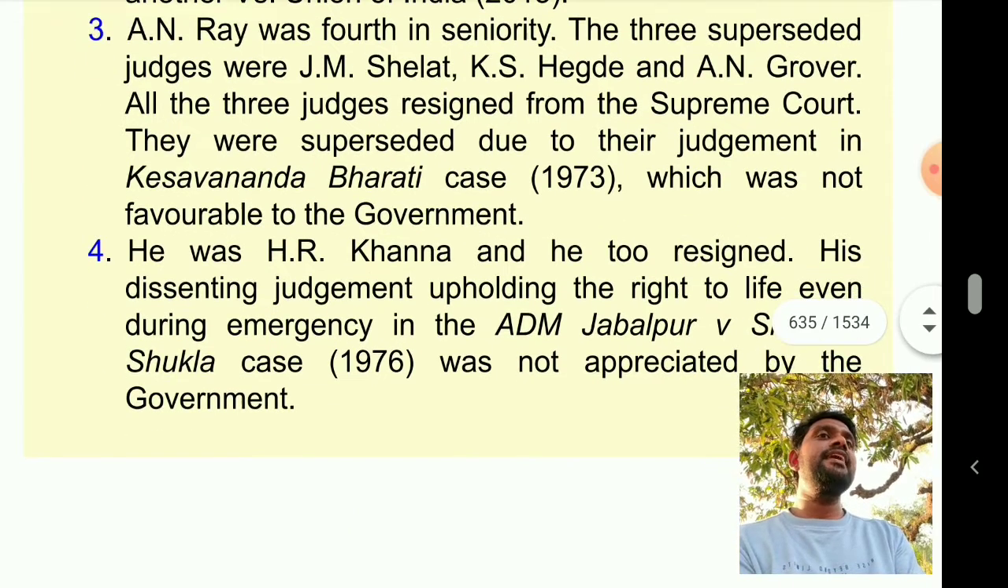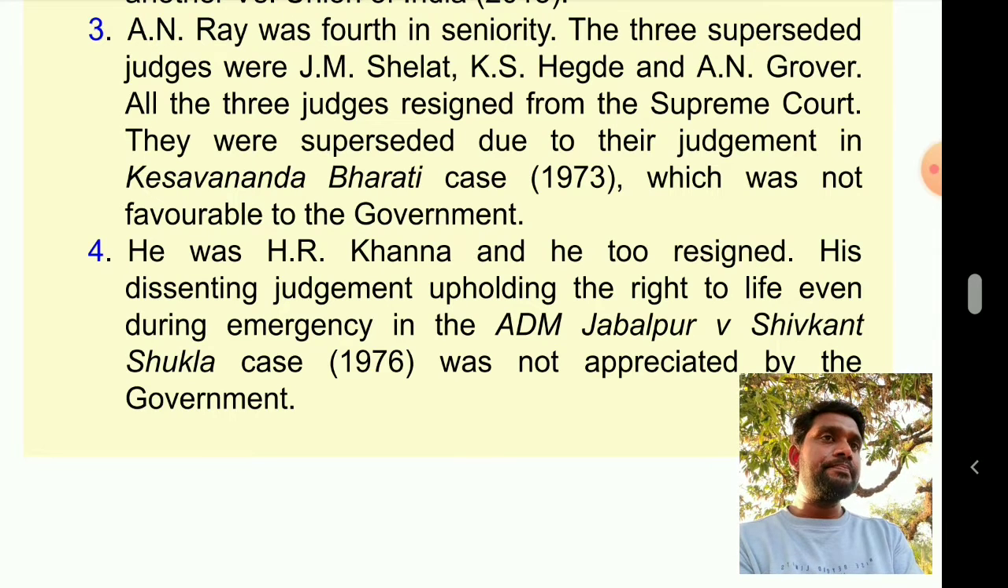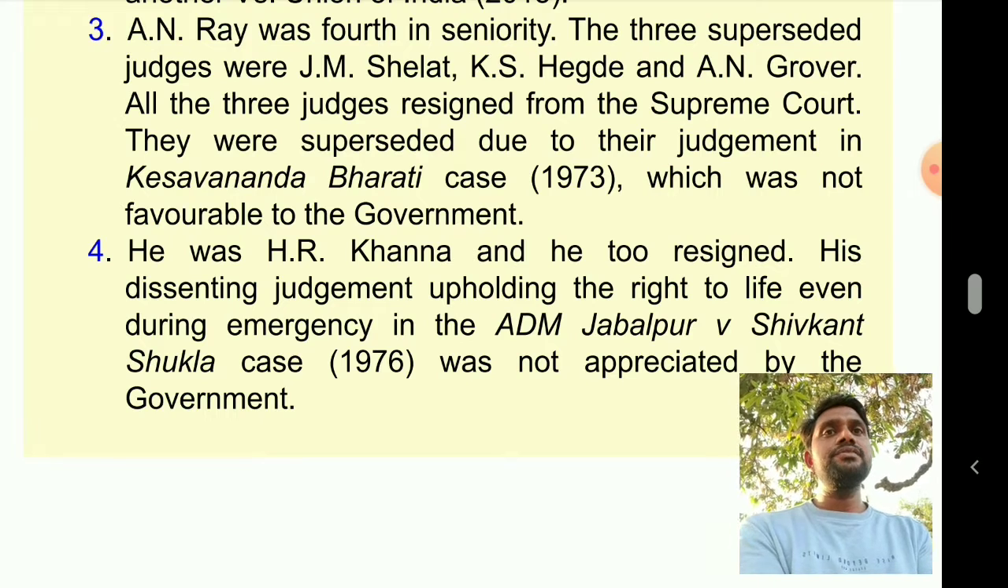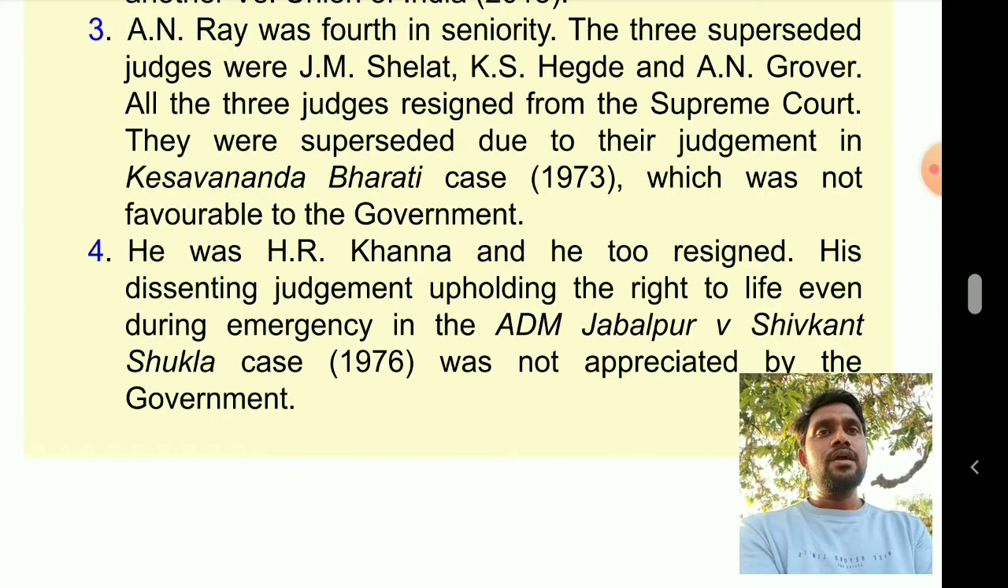Third, A.N. Ray was fourth in seniority. The three superseded judges were J.M. Shelat, K.S. Hegde and A.N. Grover. All the three judges resigned from the Supreme Court. They were superseded due to their judgment in the Kesavananda Bharati case 1973, which was not favorable to the government.